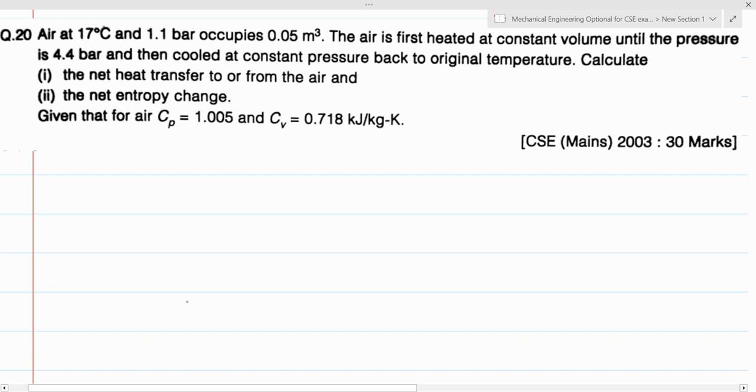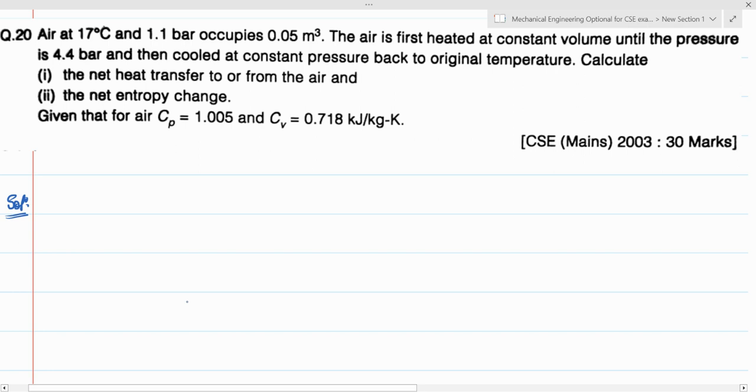Air at 17 degrees Celsius and 1.1 bar occupies 0.05 meter cube. The air is first heated at constant volume until the pressure is 4.4 bar and then cooled at constant pressure back to the original temperature. Calculate the net heat transfer to or from the air and the net entropy change. The value of Cp is given, the value of Cv is given. So let us solve.